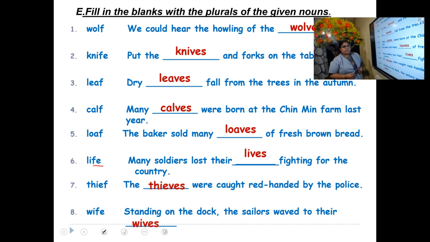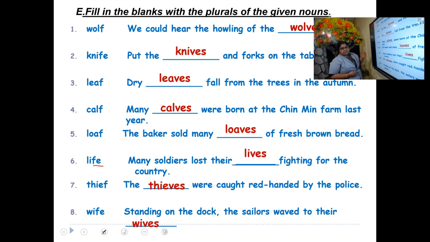Fifth one, the baker sold many loaves of fresh brown bread. Sixth one, many soldiers lost their lives fighting for the country. Seventh one is the thieves were caught red-handed by the police. And the eighth one, standing on the dock, the sailor waved to their wives.